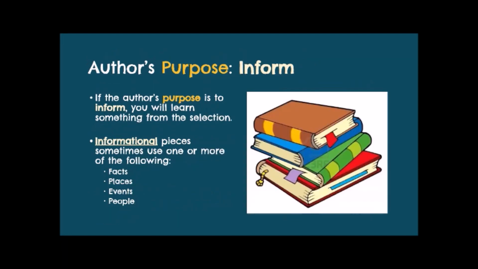The second purpose is to inform. Now, if a writer is writing to inform, they want you to learn something from that selection. And informational pieces sometimes use one or more of the following. They might use facts, places, events, people. These are just some of the things that informational pieces will use.